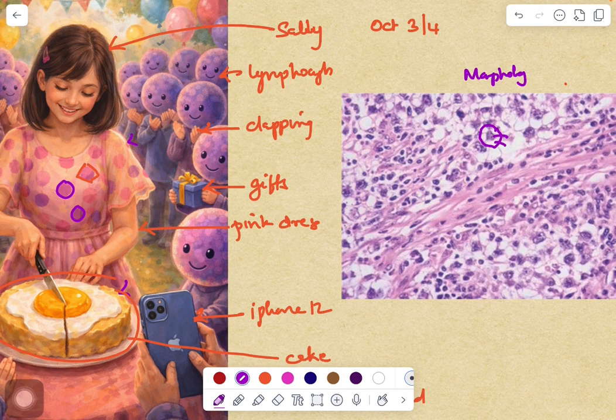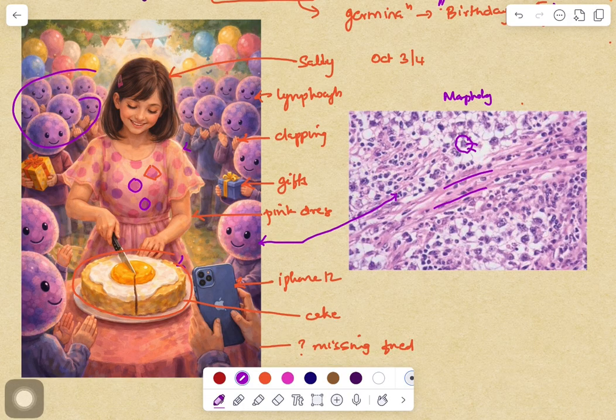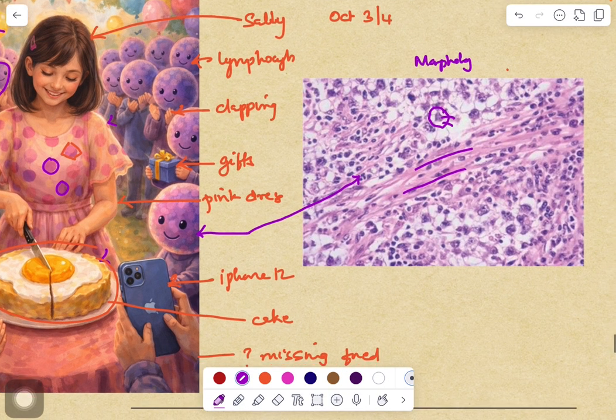Then in the background, we have lymphocytes. Just like Sally's friends, they are present in the background, and they are separated by fibrous septae. So there are different groups of lymphocytes here, and they are separated by fibrous septae. So this was about morphology.